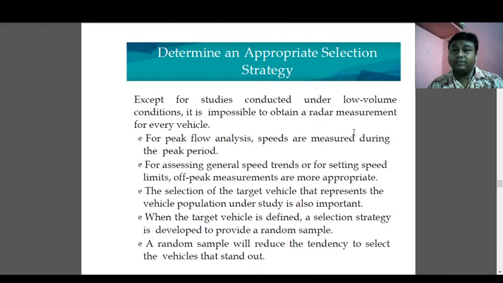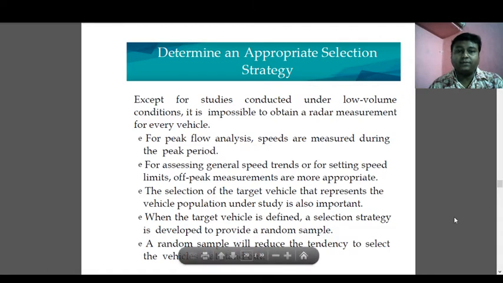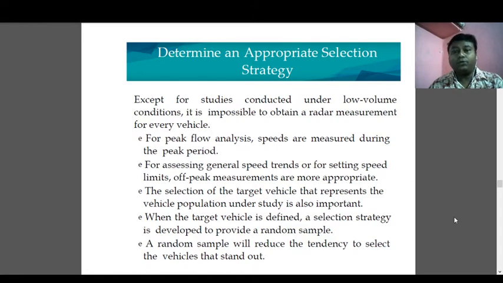Determine an appropriate selection strategy. Except for studies conducted under low volume conditions, it is impossible to obtain a radar measurement for every vehicle. For peak flow analysis, speeds are measured during the peak period. For assessing general speed trends or for setting speed limits, off-peak measurements are more appropriate. The selection of target vehicles that represent the vehicle population under study is important. When the target vehicle is defined, a selection strategy is developed to provide a random sample. A random sample will reduce the tendency to select vehicles that stand out.